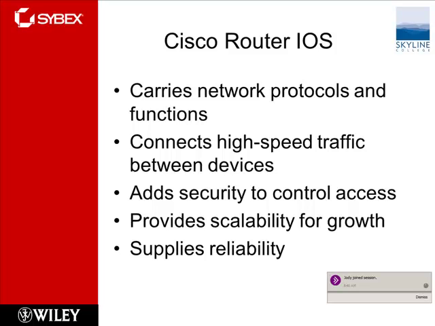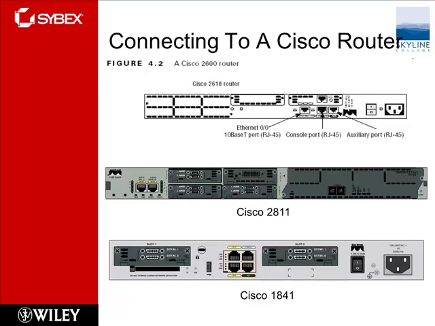Everything runs in RAM. I'm going to have a graphic here in a minute that's got the different RAMs, the different places that things are stored. So it does supply reliability. There are protocols out there that allow you to have multiple routers, so that if one goes down, the other one automatically takes over sending the information.